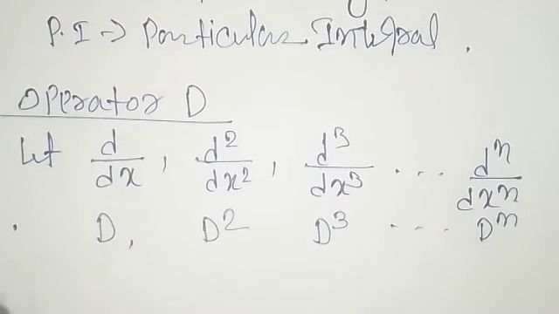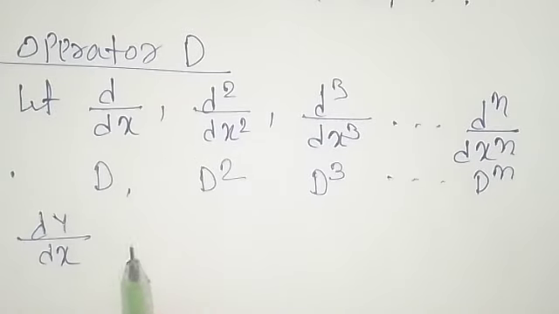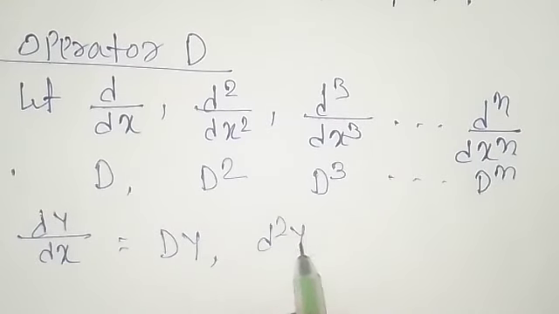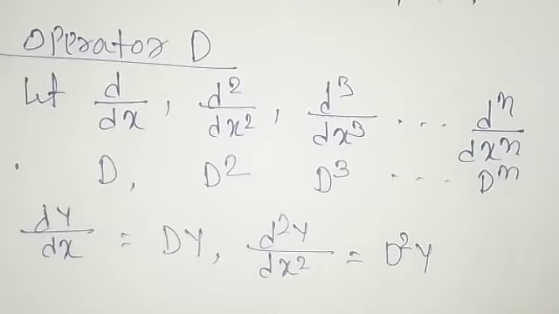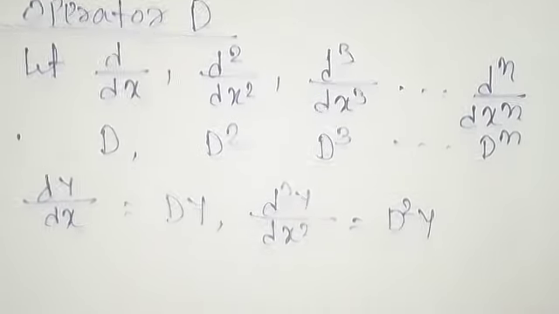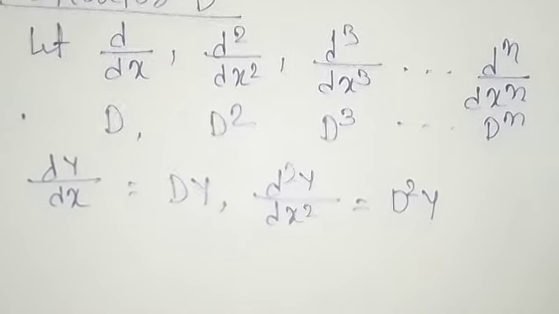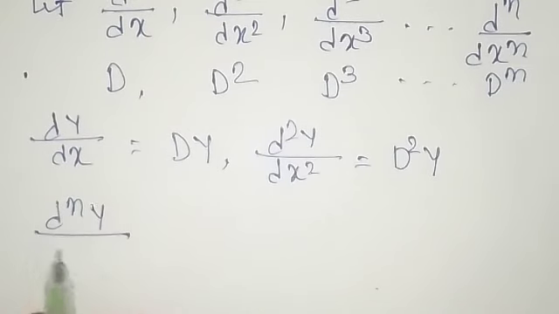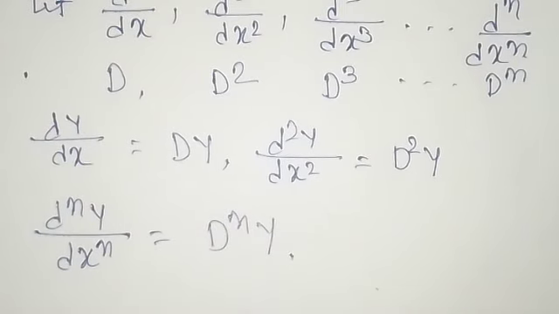Similarly, if you have dy by dx, the operator for that is Dy. Similarly, d square y by dx square is D square y, and d to the power n y by dx to the power n is D to the power n of y.